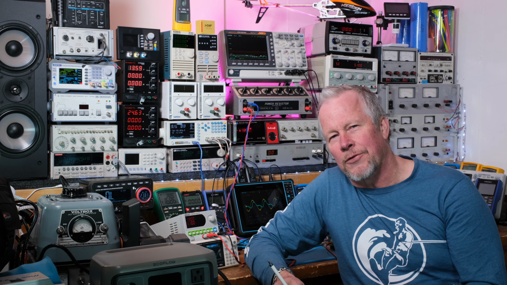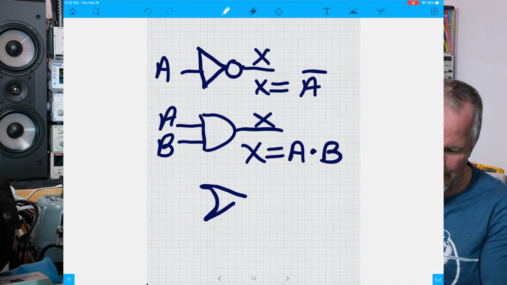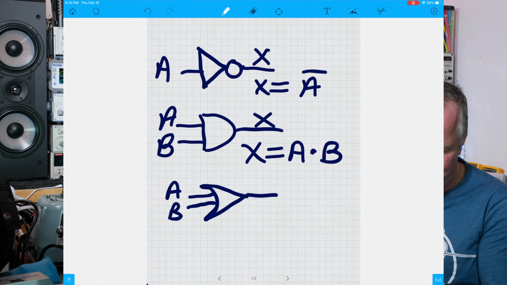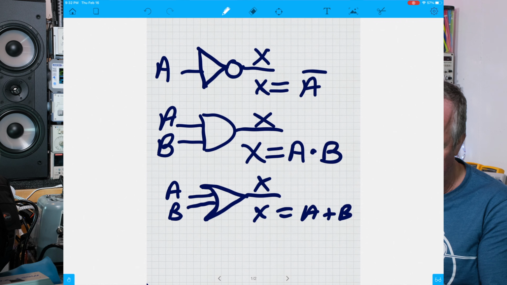Okay, let's go over the 3rd gate now. This is an OR gate. It's kind of a curve. Sorry about my drawing, not so great. But kind of a curved input, kind of curved output. And this is going to be A, B, and X again. This time X is equal to A or B.